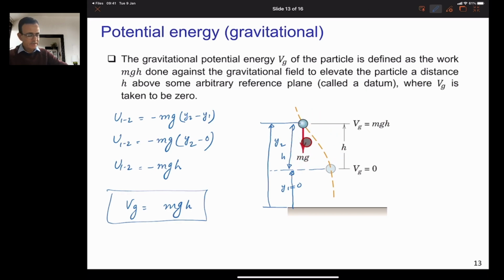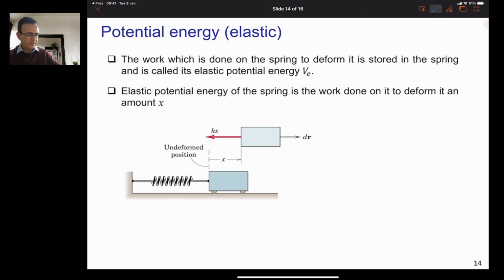So similarly to the gravitational potential energy, we can also calculate another sort of energy, which is what we call the elastic potential energy. The elastic potential energy is due to the spring force. If you consider this figure here, which we discussed earlier, the work which is done on the spring to deform it is stored in the spring and is called its elastic potential energy, and we will represent this by VE.